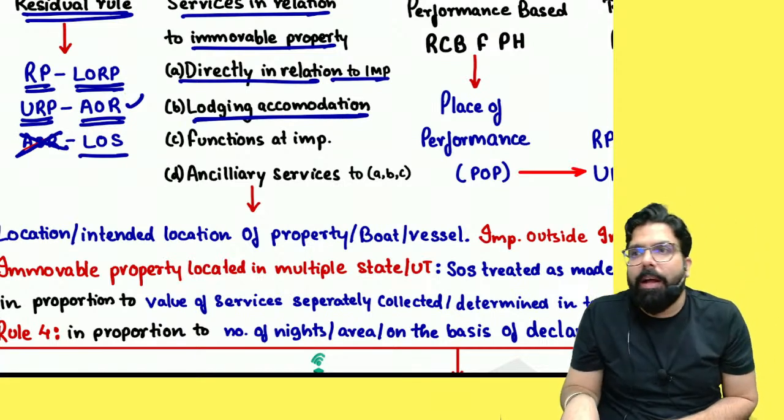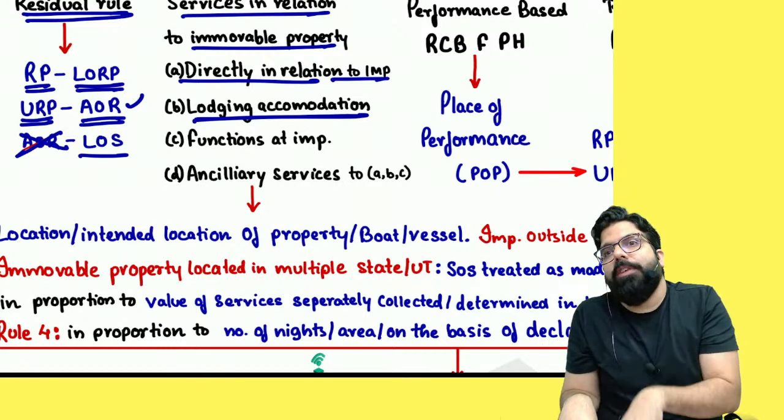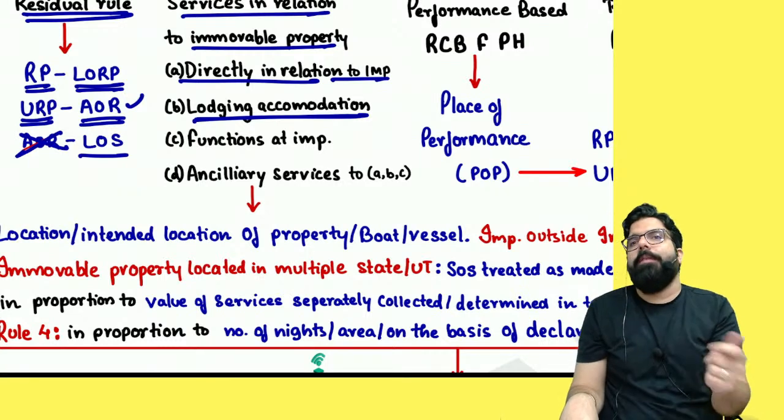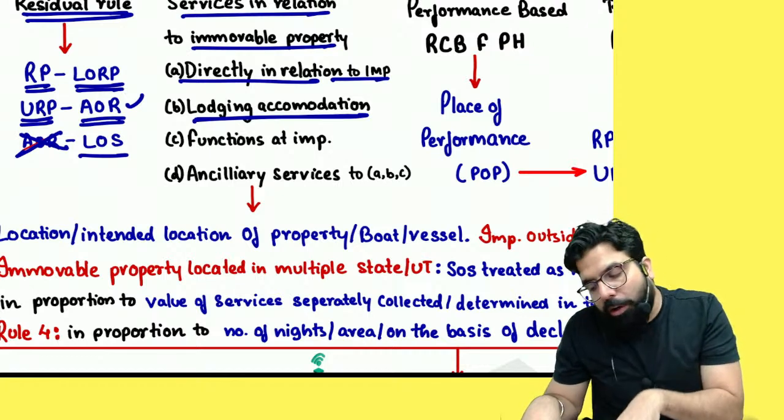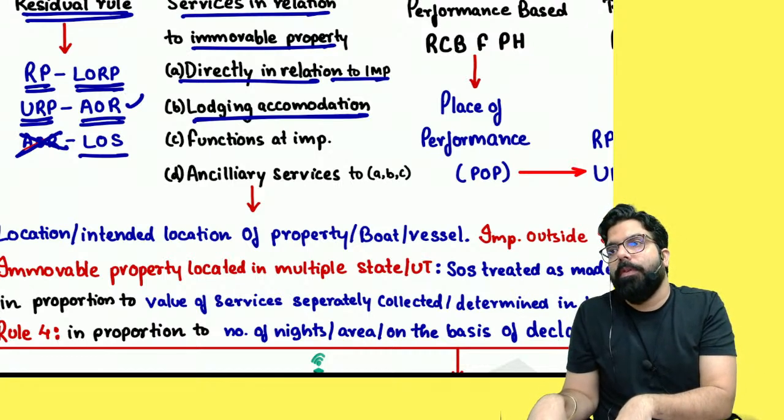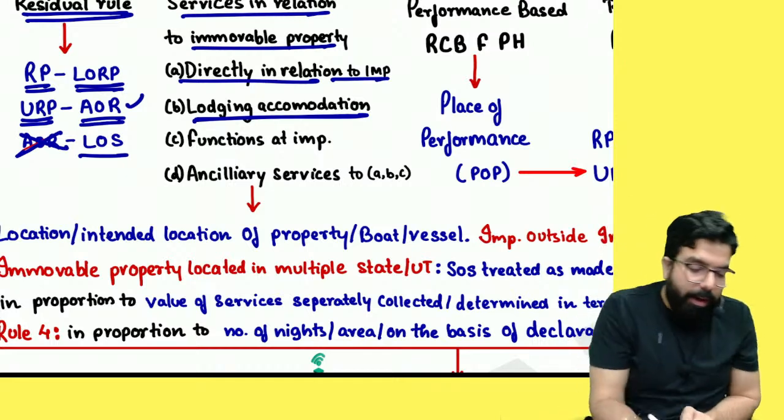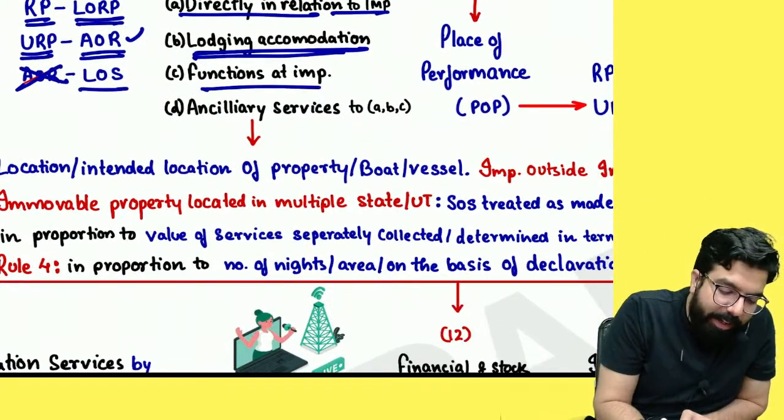Or might be lodging accommodation service. I am in Karnataka. I give lodging service. My hotel is located in the state of Karnataka only. People, I am in Karnataka, hotel also located in Karnataka. CGST and SGST.